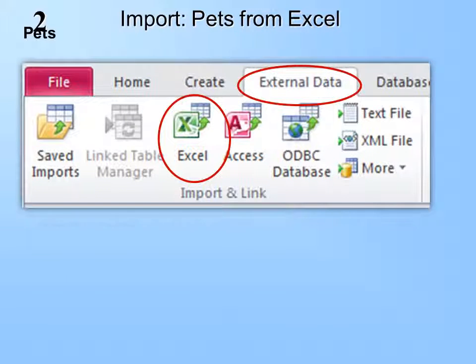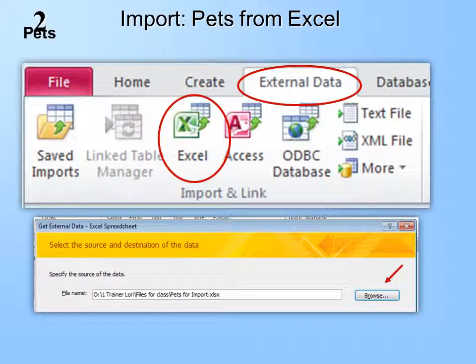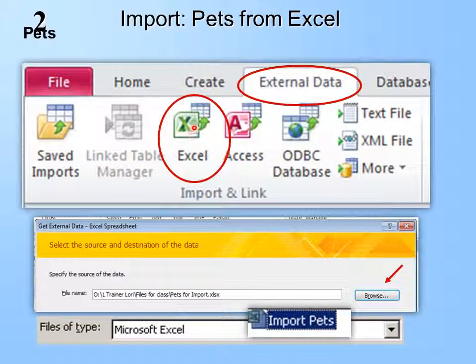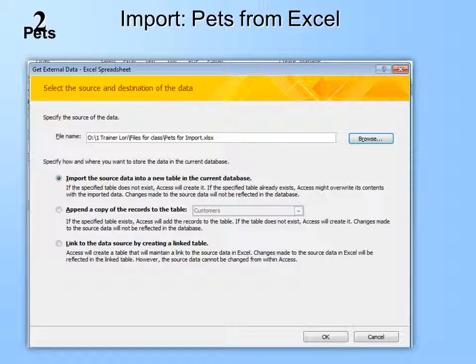Then we'll go to External Data, and then choose Import from Excel. And it'll say Files of Type, and make sure it says Excel. And find it. In this case, we'll call it Import Pets. You want to import it? Do you want to import it or link it? If you import it, then it will now be in Access, but you will also have the one in Excel. If you link it, you only have one, and you will see it in Access and Excel, but you'll only have one table, and it will have all the capabilities of Excel. But if you import it, it will have all the capabilities of Access. So we want to import it.